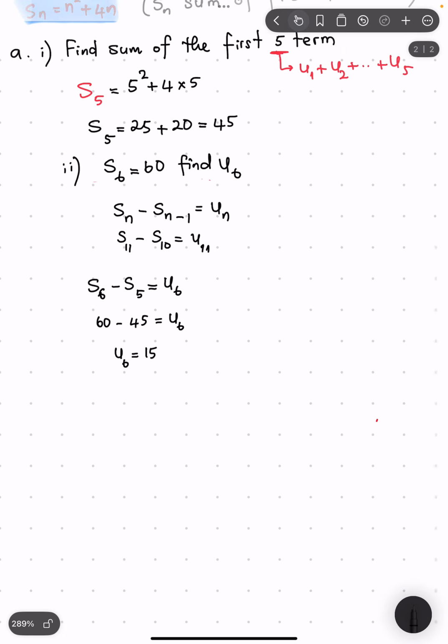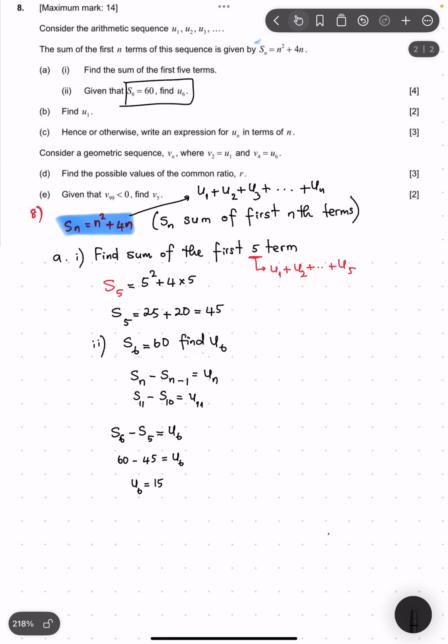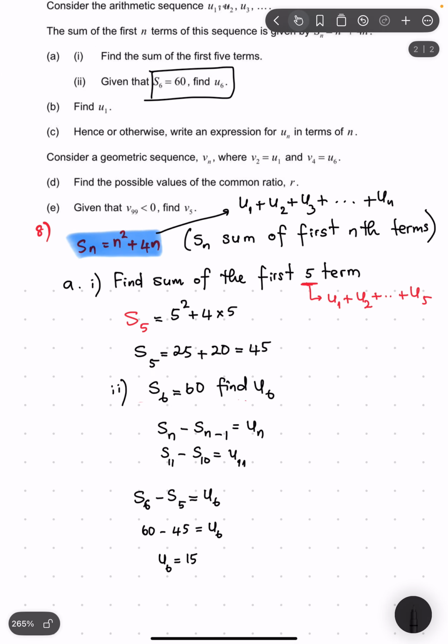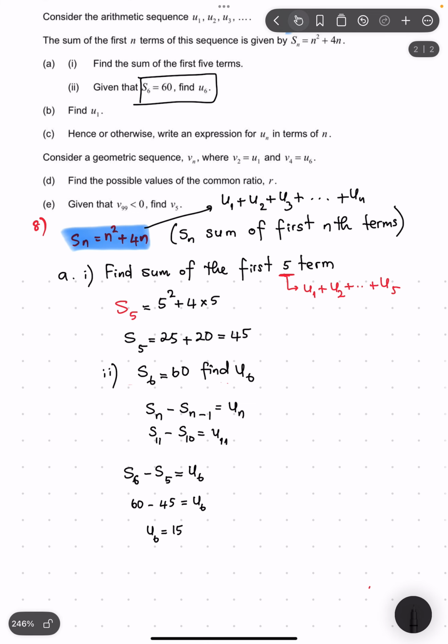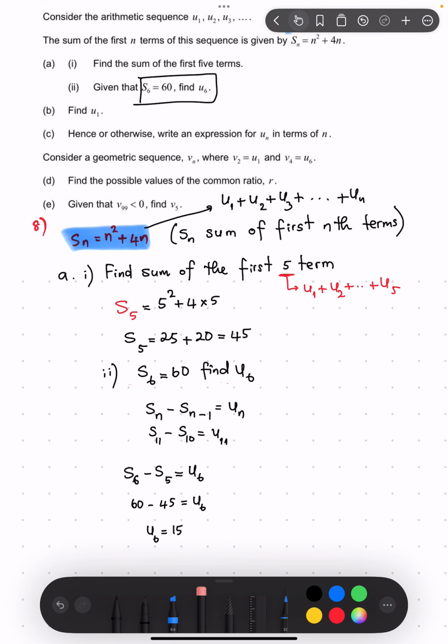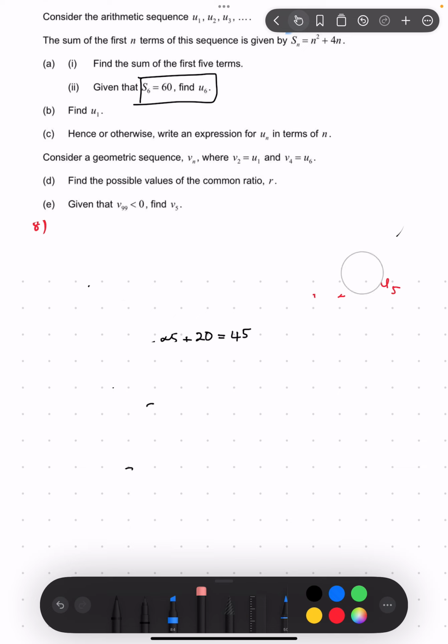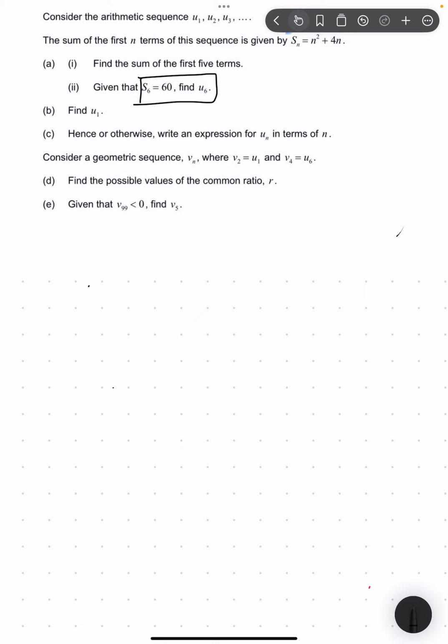Okay, so for the third question, they want us to find, you can screenshot it, okay? And I delete all of this to write another question into it. And for part b, they want us to find U1. So we already had U6, which is equal to 15.